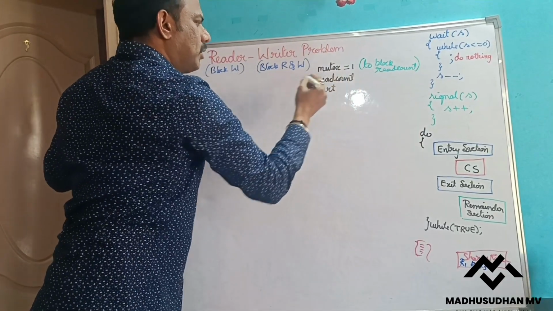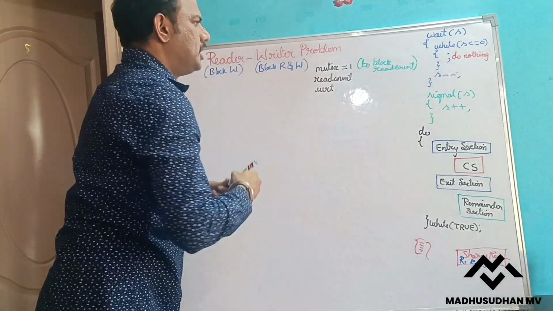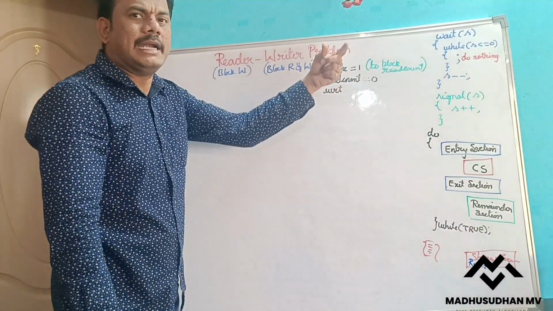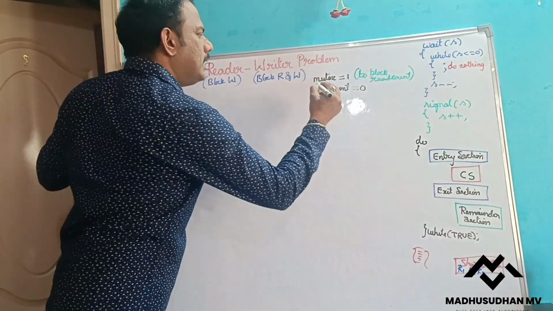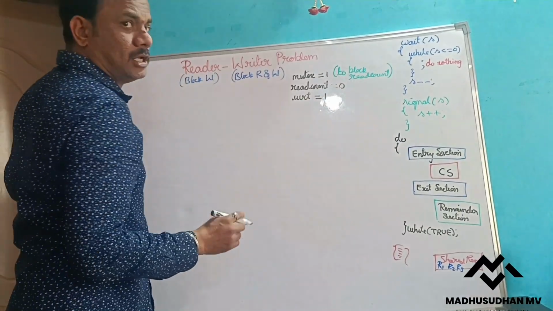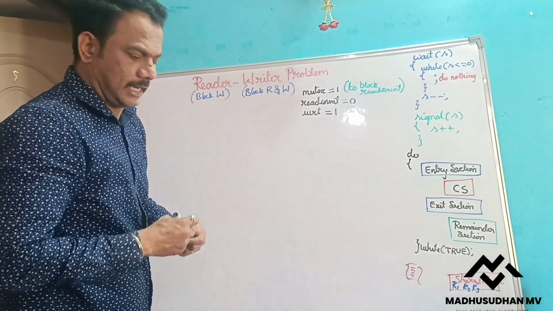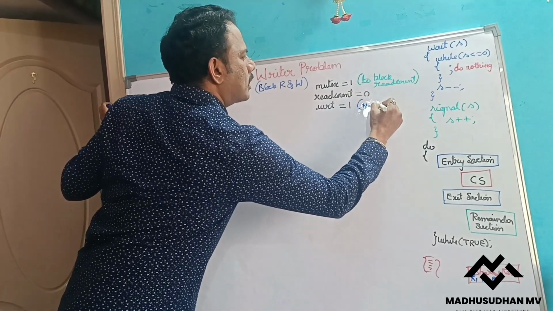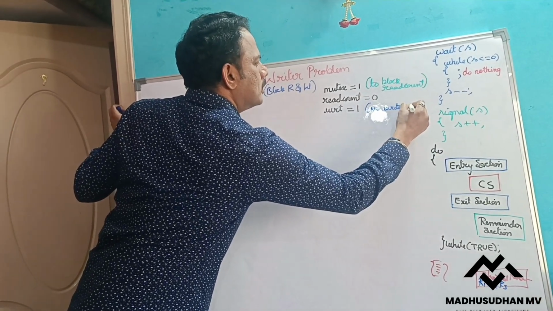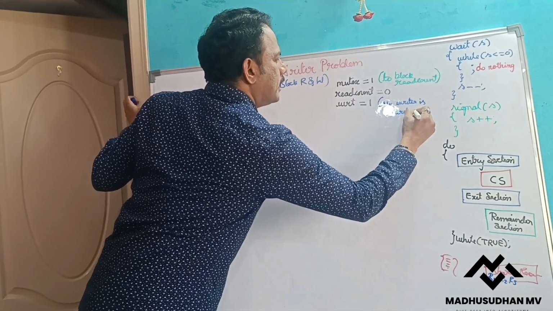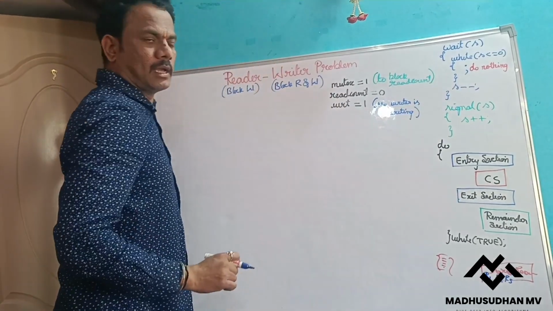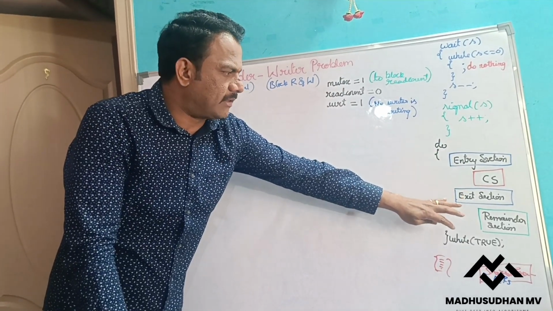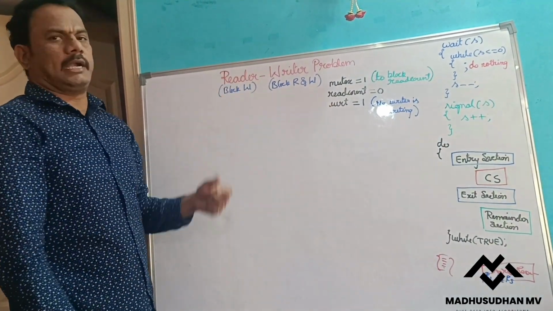Now read count, initially it is 0, which indicates nobody is reading. That is, no reader process is reading. And initially WRT is equal to 1, which means no writer is writing. This is my initial state. Now let us see how to implement the entry section and exit section in the case of the reader-writer problem.